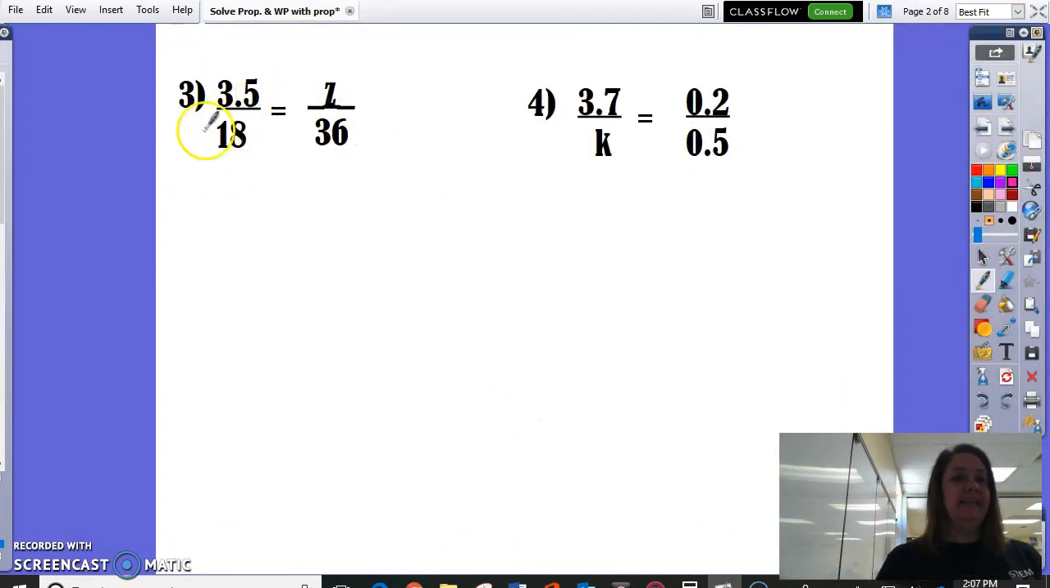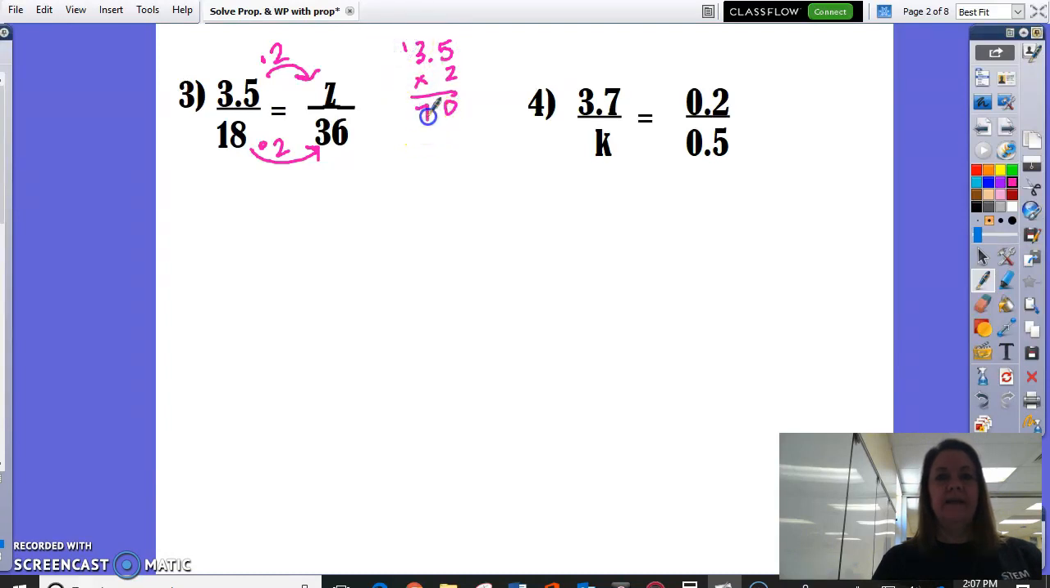Alright, well, this one doesn't look so nice if we try to simplify. However, does 18 go evenly into 36? Yes, it does. We're going to multiply by 2. So then we'll do the same thing from here to here. So 3.5 times 2 is, if you can't do it mentally, come out to the side. And don't forget your decimal place, 7. So 7 equals z.